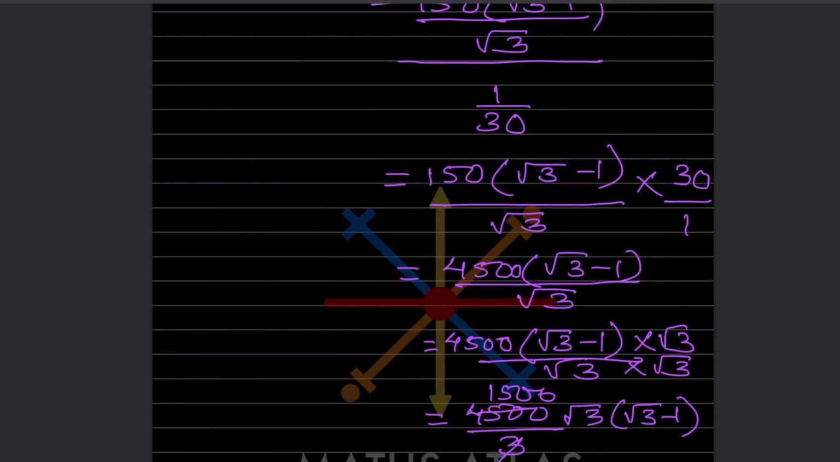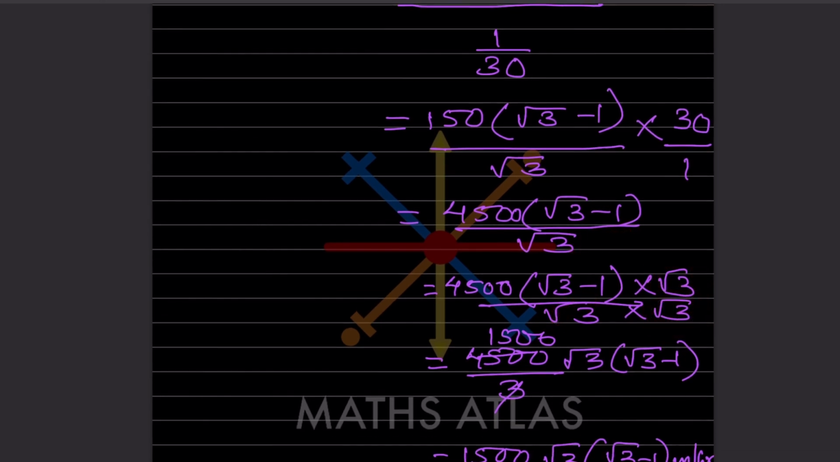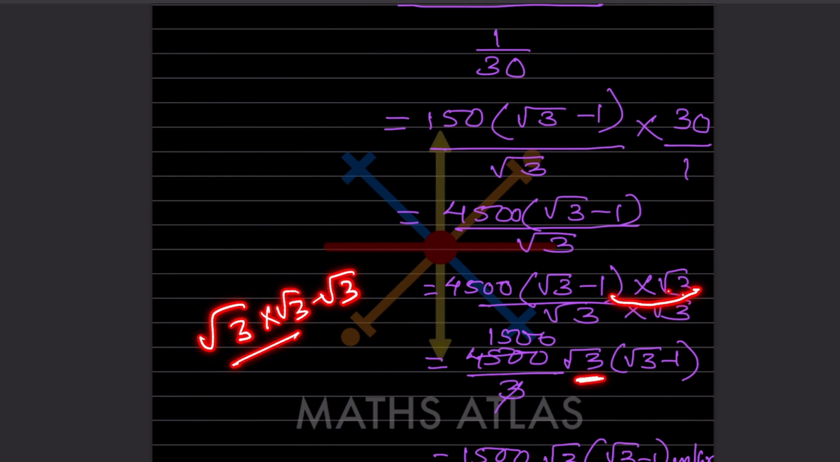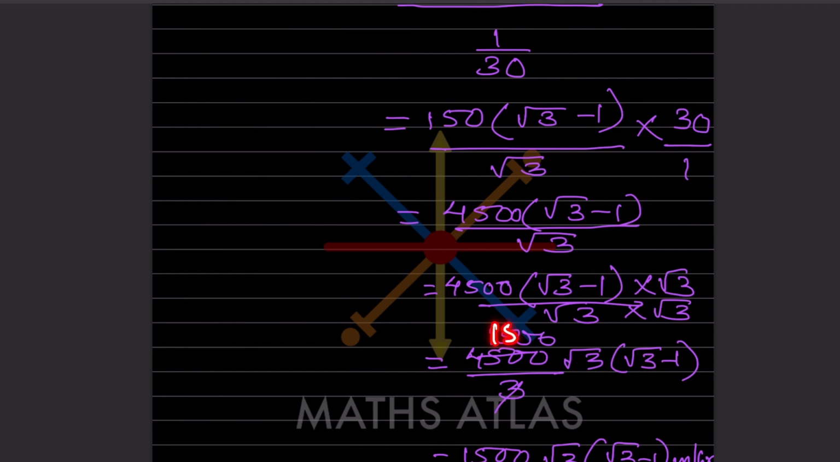Now we are going to rationalize the denominator because it is in root. So root 3 into root 3, we write the same in the numerator also. Root 3 into root 3 is going to be 3 in the denominator, and this is as it is. In the numerator, root 3 into root 3 minus root 3, so we can take root 3 outside, and what remains is root 3 minus 1. So here, 3 ones are 3, and 1500.